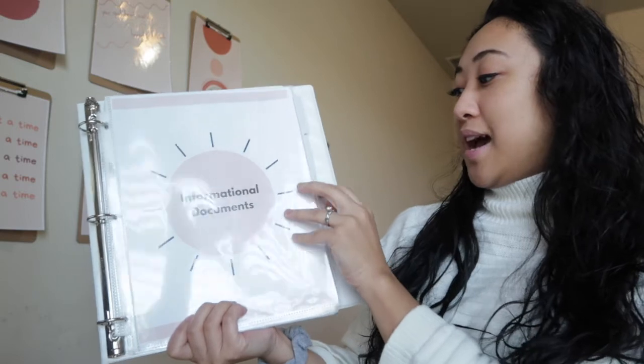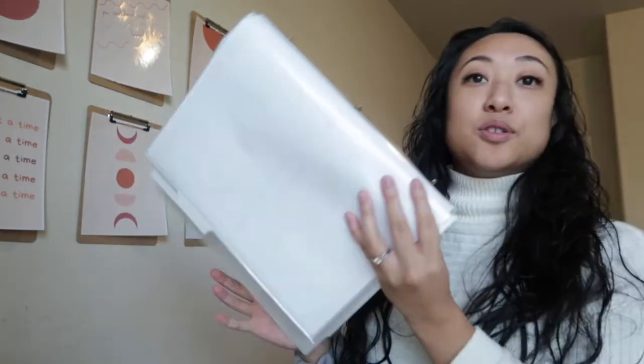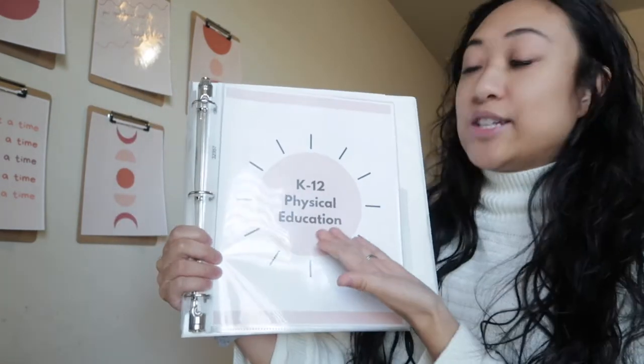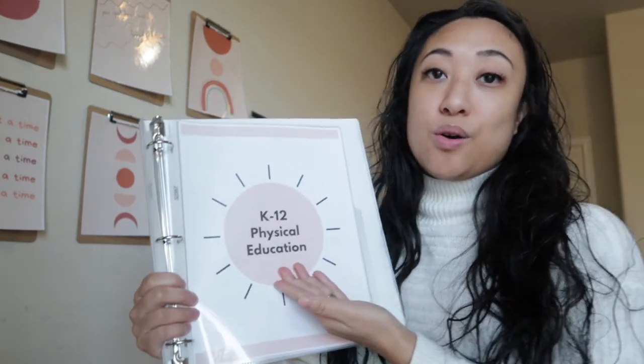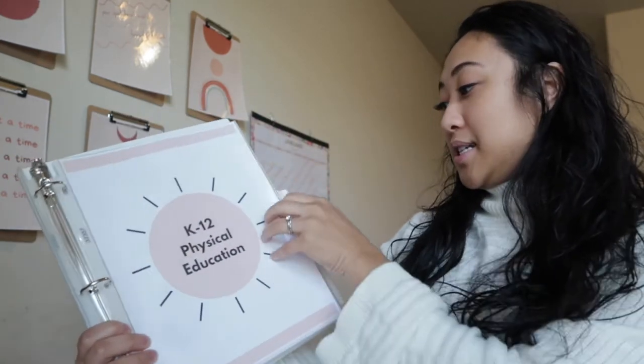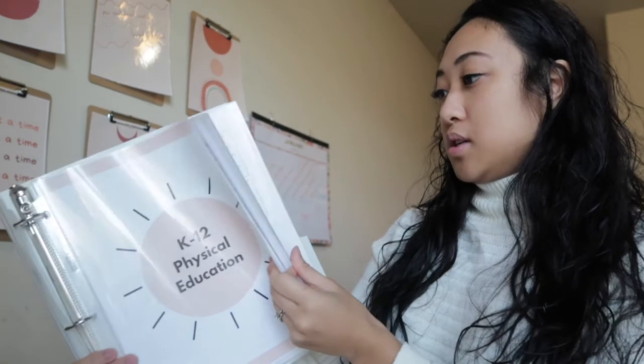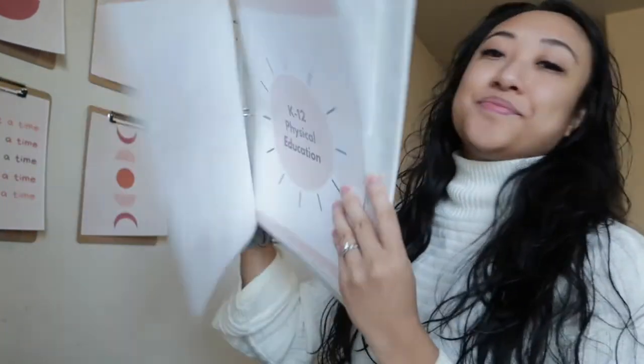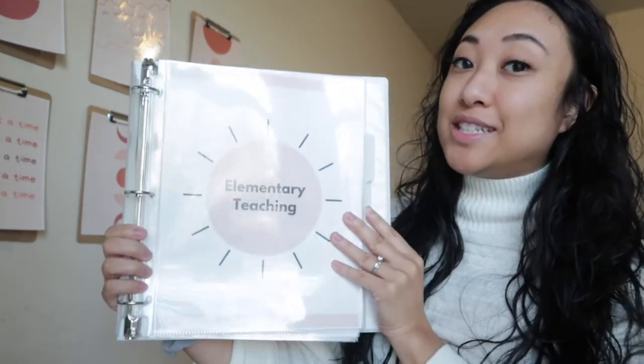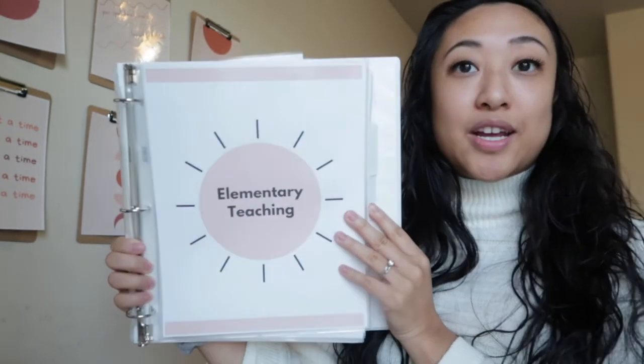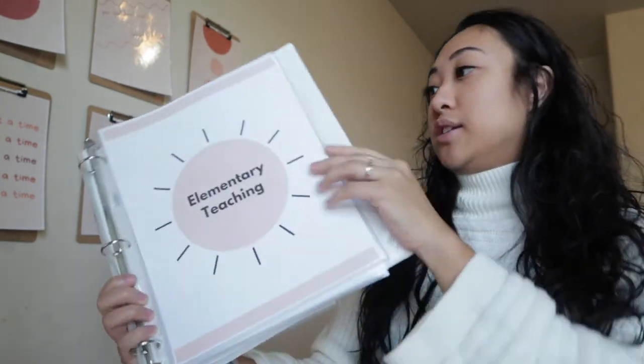And I have these tabs on the side, and then I labeled it with other covers like K-12 physical education, because if you don't know, I am a PE teacher, but I am also an elementary teacher, so I could teach elementary and physical education. I'm going to show you the rest of what I'm going to put inside my teaching portfolio.